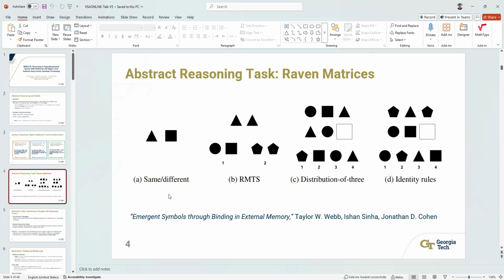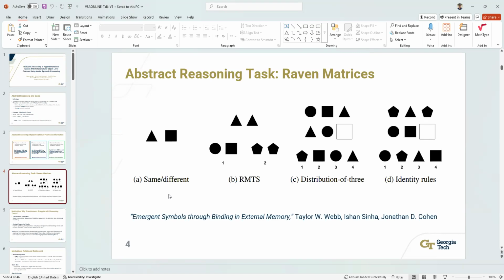The problem number C is a little harder. It's called the distribution of 3. So you can see that the top row has a circle, a square, and a triangle. And then you're given a triangle, a circle, and a blank, and you're supposed to fill in the blank. So how do you fill in the blank? The blank has to be basically the missing object from a circle, a square, and a triangle. So it has to be the square.